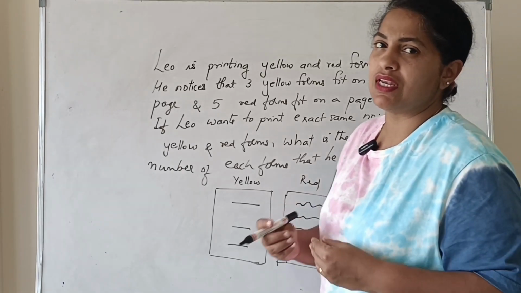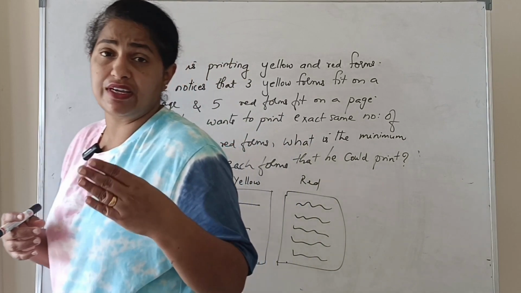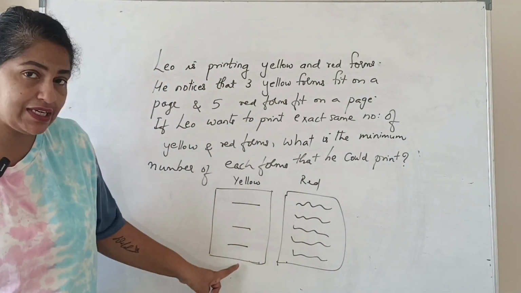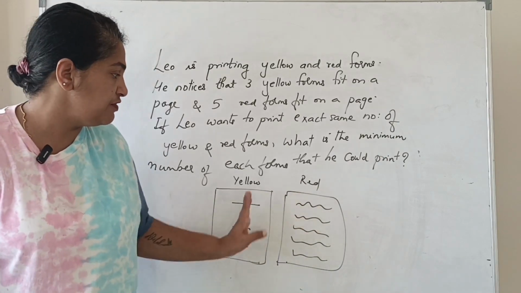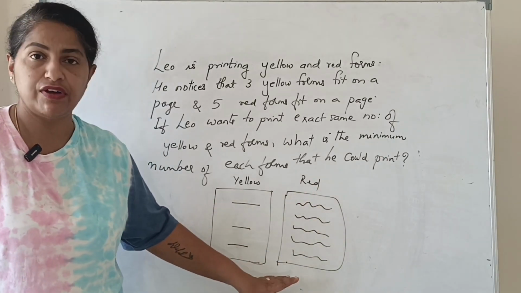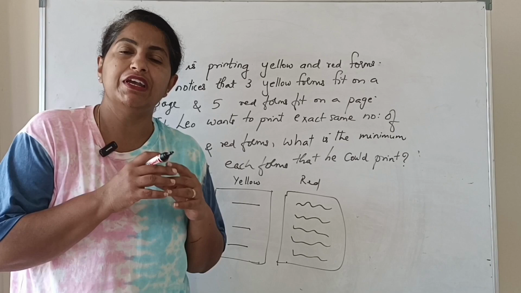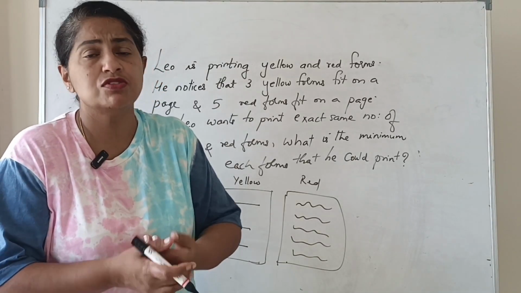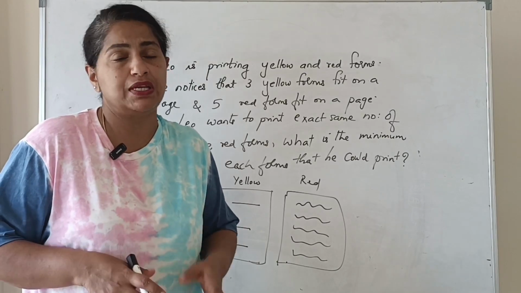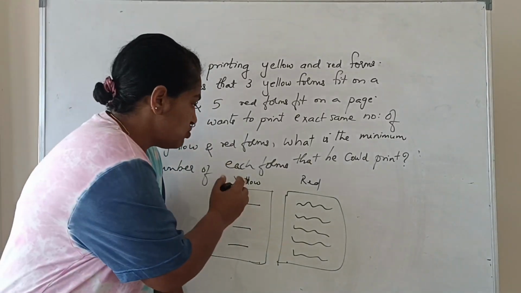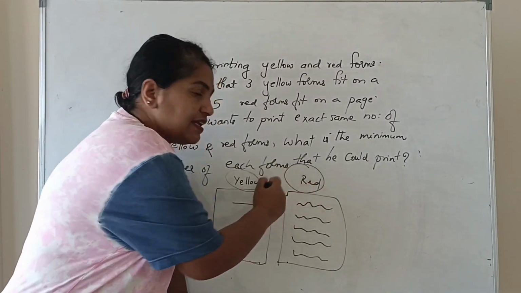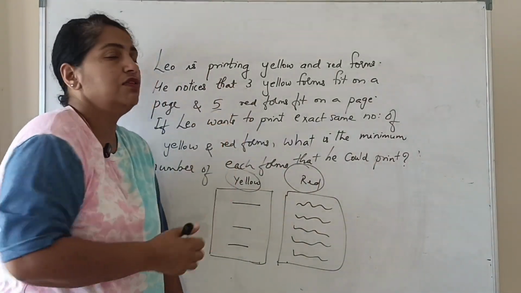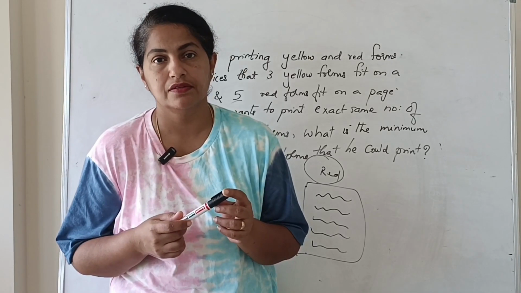It's very easy. Now that I have explained a few sums, you should find this exceptionally easy. In this particular page, you have got 3 yellow forms. In this particular page, which is of the same kind, you have got 5 red forms. He wants to print exactly the same number of yellow forms and exactly the same number of red forms. So what is the minimum number that he should print? So obviously, it has to be a multiple of yellow form as well as the red form, which is the LCM of 3 as well as 5, which is 15.